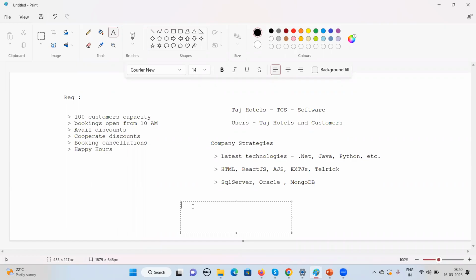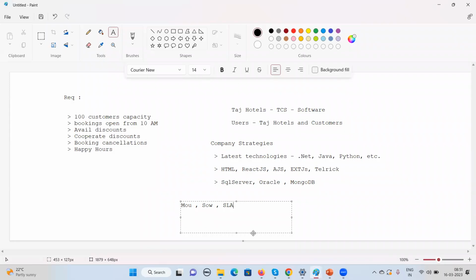Now we can take Taj Hotels as a customer of TCS. We consider MOUs, SOWs, and then SLAs. These are the different terms that we use, and we are going to discuss them when we talk about the requirements.